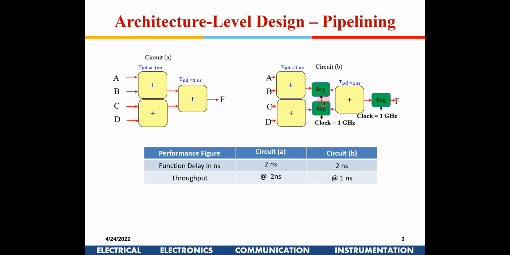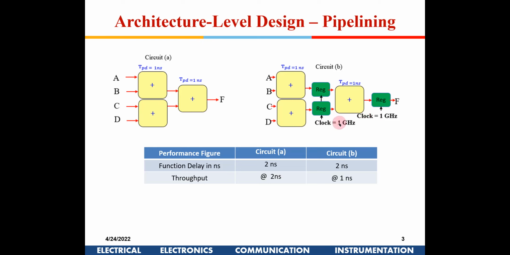One way of looking at it, if I do pipelining, I'll be able to increase the throughput by using registers in between. Or the other way of looking at this circuit is, if I want to keep the throughput the same, and I am interested only in a throughput of 2 nanoseconds, that is good enough for me. In that case, by inserting these registers, we can give a clock here, no, sorry, 500 megahertz, not 2 gigahertz, 500 megahertz.